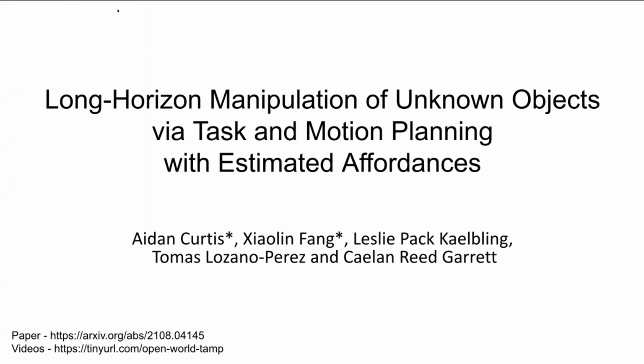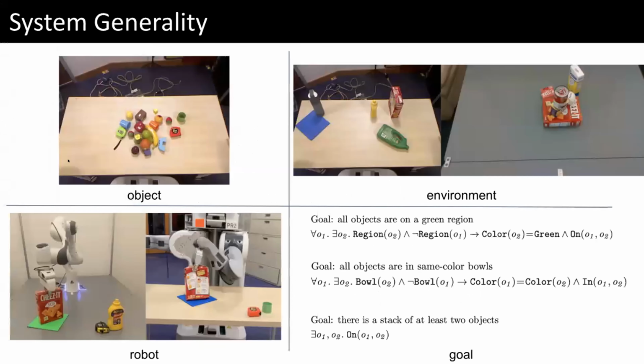Hello, my name is Aidan. I'm here to present our work on long horizon manipulation of unknown objects via task and motion planning with estimated affordances. This is joint work with Xiaolin Fang, Leslie Kaelbling, Tomas Lozano-Perez, and Caelan Reed Garrett.